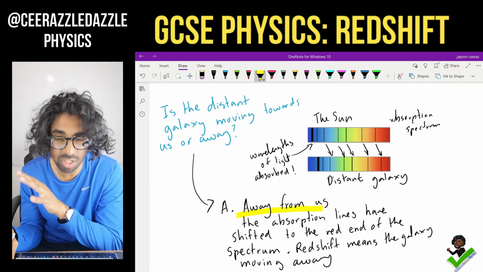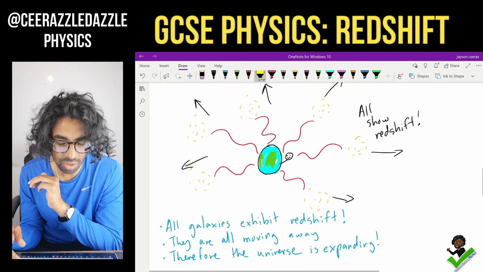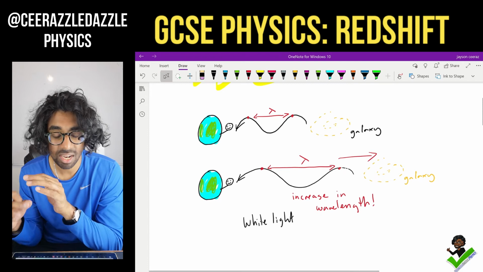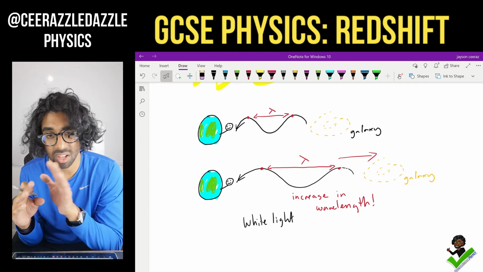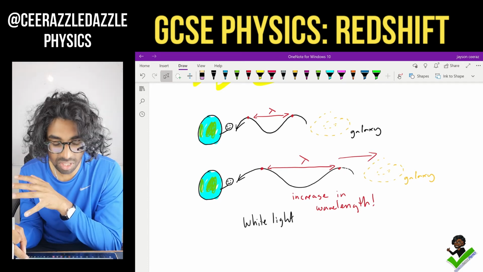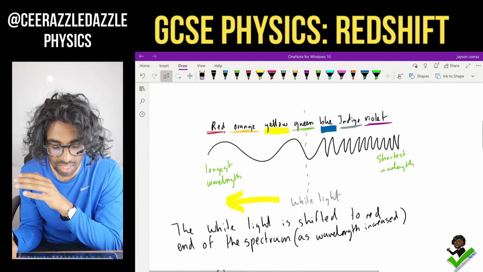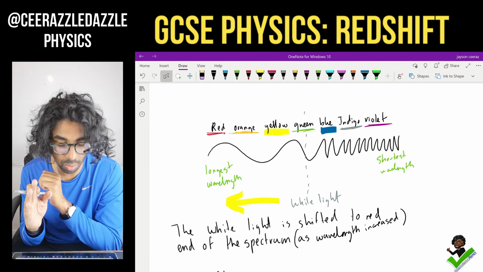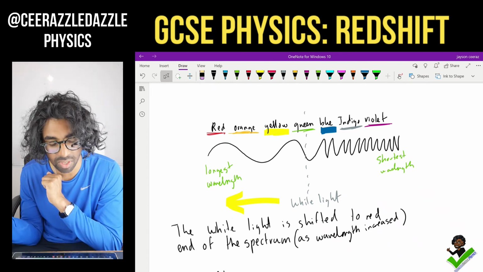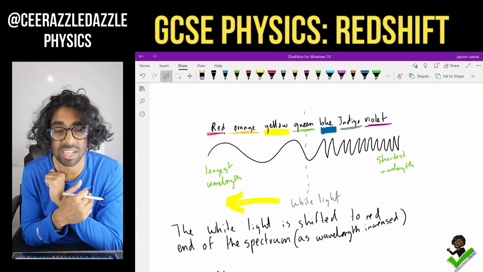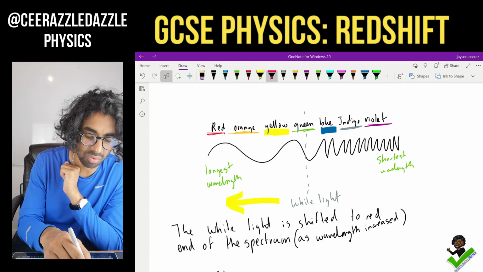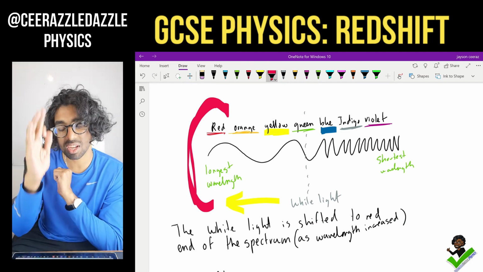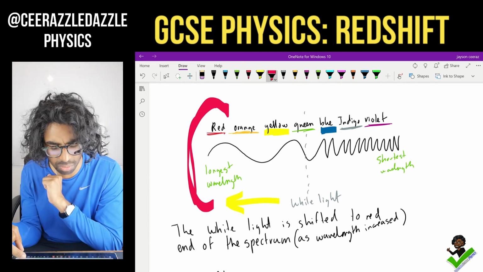I'm not going to lie to you, it's a difficult concept to get your head around. Right at the start, we said that if we have a galaxy moving away from us, the wavelength of the light increases. White light is right bang in the middle. The white light shifts to the longer wavelength over here, therefore moving it to the red end of the spectrum. This is the red end. We're moving towards this side here.